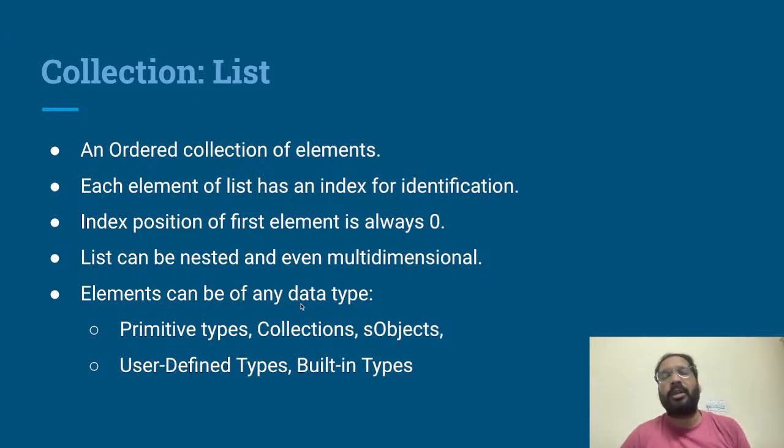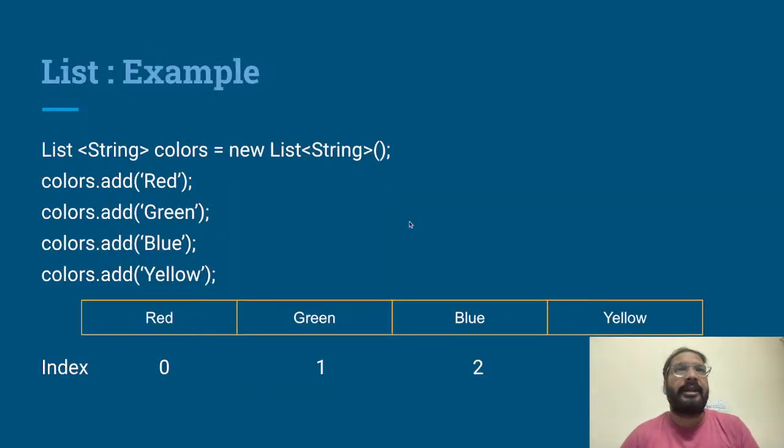If you want to create a list, here you can see lots of data types are available. You can create a list of primitives, you can create a list of collections like a list of lists or a list of sets or a list of maps. You can create a list of sObjects that we discussed yesterday. And we have two types of Apex classes: one is user defined and one is built in. For those Apex classes also, whether built in or created by you, you can create a list.